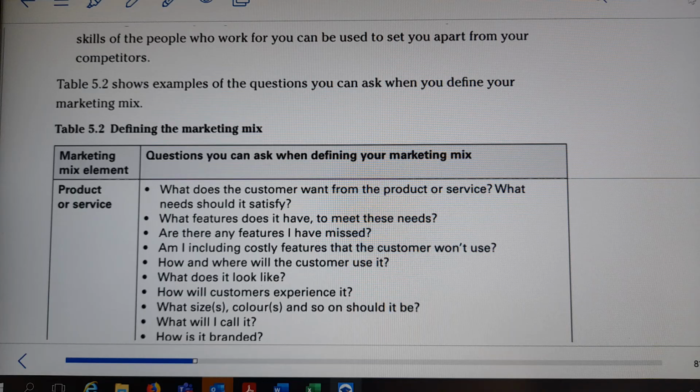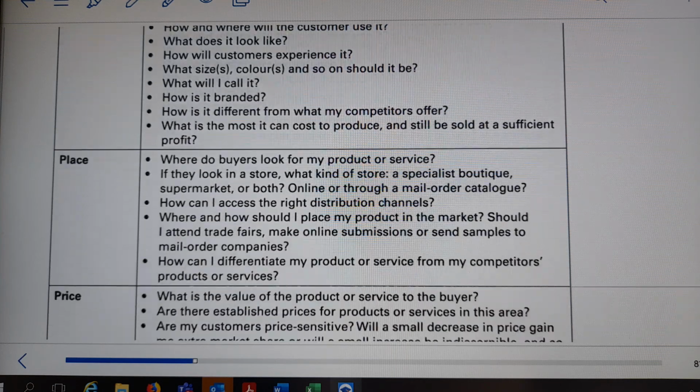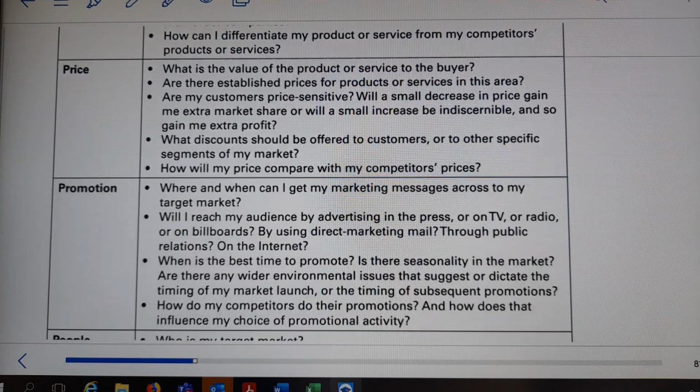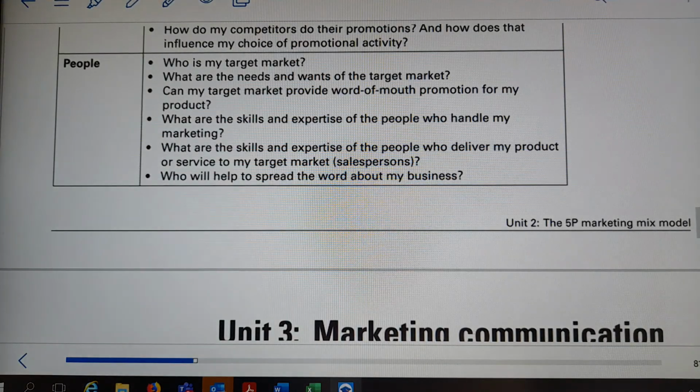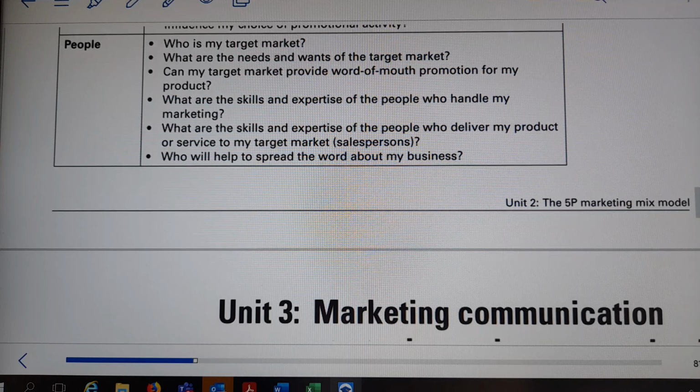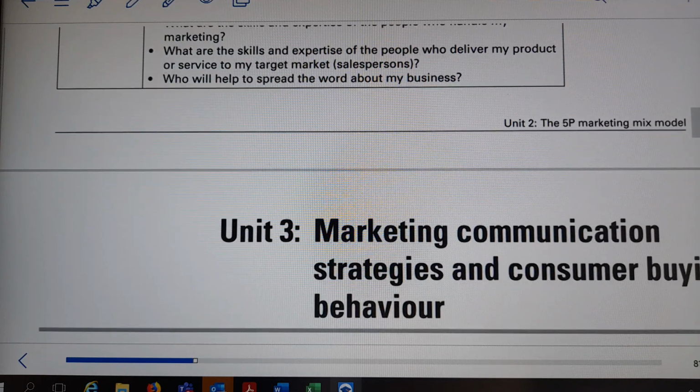Okay. This brings us to the end of unit 2, which covers the 5 P's of marketing, which is product, price, place, promotion, and people. Okay, and we will continue with our next lesson, unit number 3, which covers marketing strategies and consumer buying behavior.